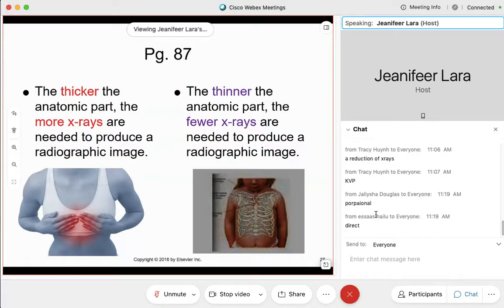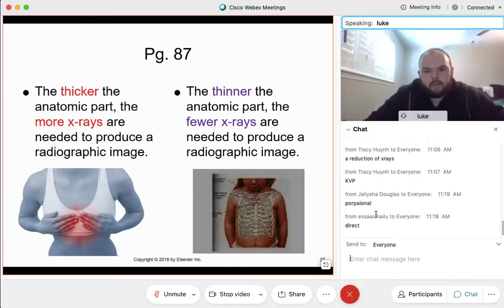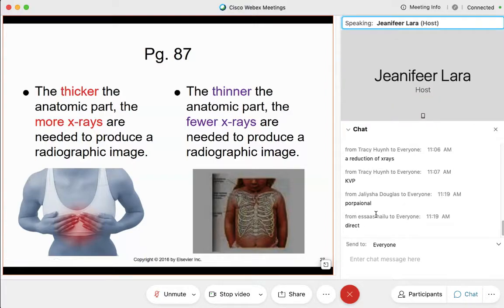Okay? So thickness. Now that was talking about X-rays. Luke, if thickness increases, what happens to attenuation? Beam attenuation. That increases as well, doesn't it? The thicker the tissue, the more beam attenuation. What kind of relationship is that?